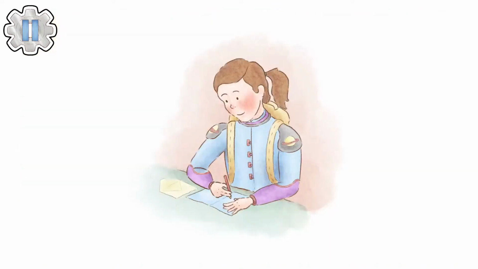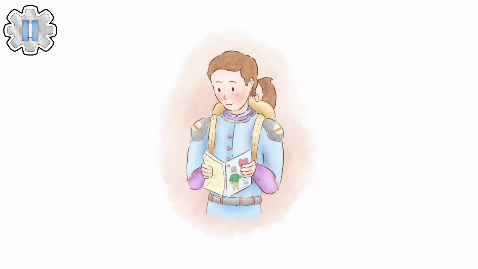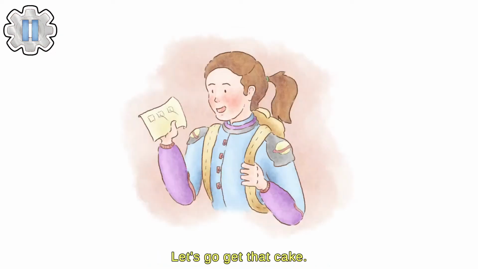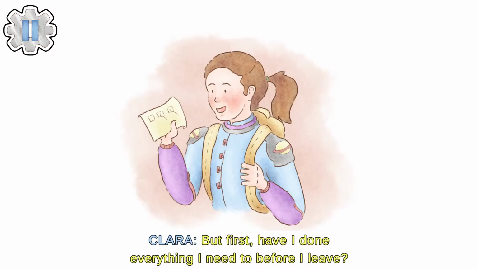With a pen, Clara writes a message on the card. To Grandpa. Happy birthday. From your little Blossom. The birthday card has a drawing of Clara giving a daisy to Grandpa, with several large love hearts. Perfect. Now to enjoy another journey. Let's go get that cake. But first, have I done everything I need to before I leave?